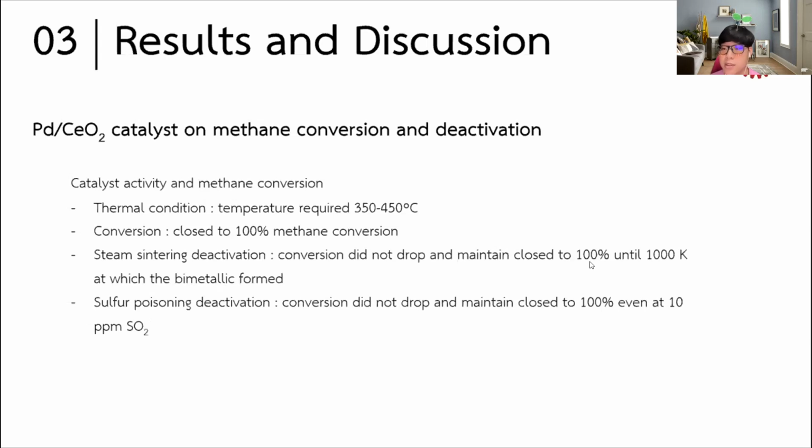When the steam takes place, the catalyst does not start to sinter. The conversion maintains close to 100% until 1000 Kelvin, at which palladium oxide and palladium bimetallic domain formation are suppressed. Moreover, the sulfur in natural gas no longer poisons the catalyst. Ceria helps the catalyst by forming cerium sulfate and prevents the formation of palladium sulfate.